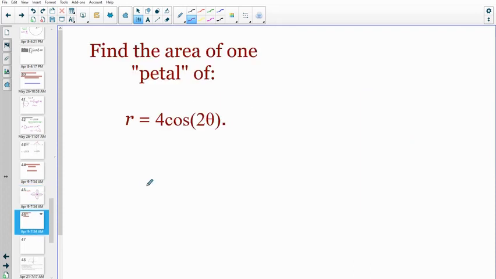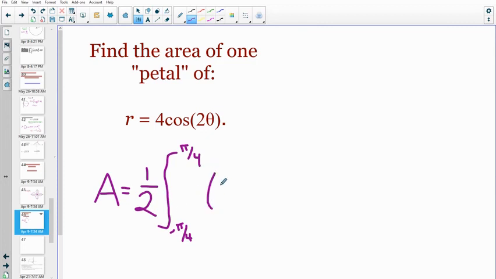I think I'm just going to go from negative pi over 4 to pi over 4 and just do one petal and say that my area is, I'm just going to throw the 1/2 on the outside this time. The integral, again, I'm going to go from negative pi over 4 to pi over 4. I've got the 1/2 on the outside, so all I have left is 4 times cosine of 2 theta, the quantity squared, d theta. And this is another example that I would probably just plug into a calculator. Do your FNINT, plug this into your calculator and get an answer.